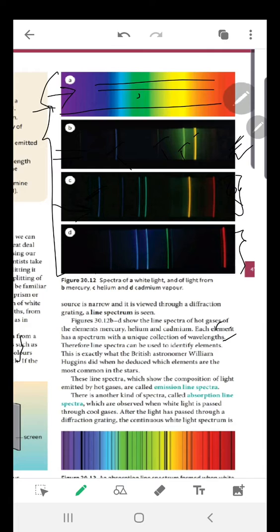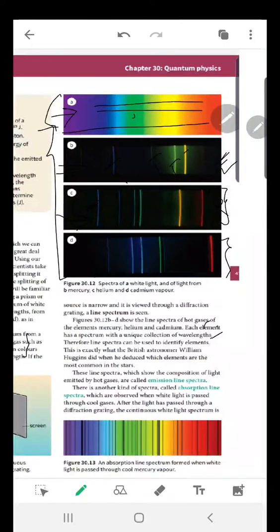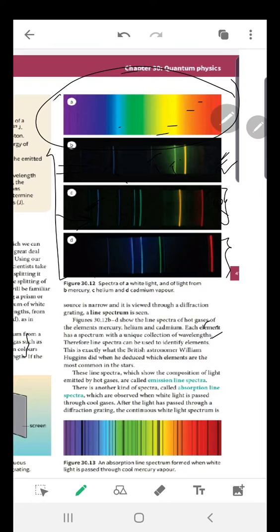We pass white light through a cool gas first. From that cool gas, the light is passed through the diffraction grating. Some of the wavelengths we would observe are absorbed by the cool gas. Because of that absorption, the line spectra will not be like this one. It won't show all the wavelengths. Some of the wavelengths are getting absorbed, so you will see some black lines in your output.